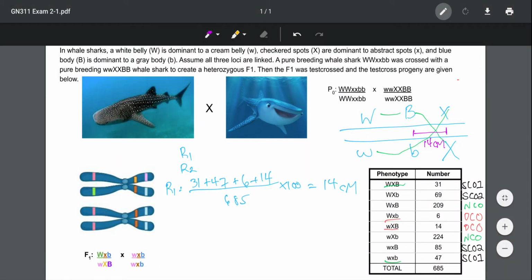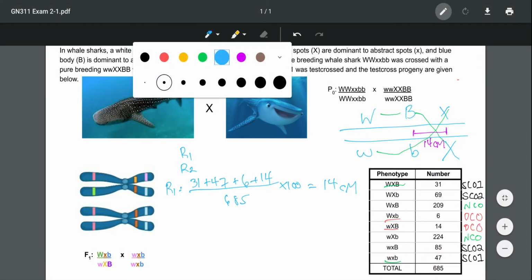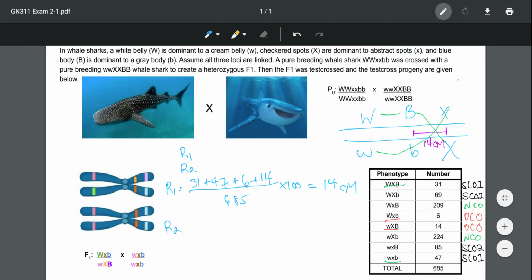Next, we're going to determine R2, which we're going to be looking at our second single crossover event. So that's going to be the next single crossover plus a double crossover divided by our total, and then multiplied by 100, and that comes out to be about 25 centimorgans.